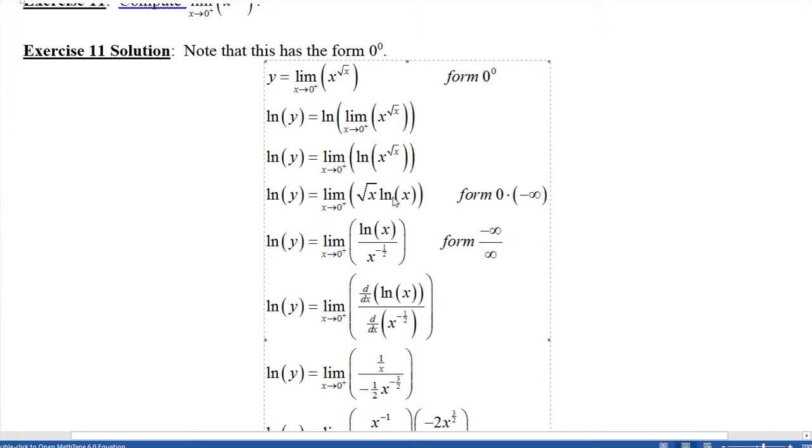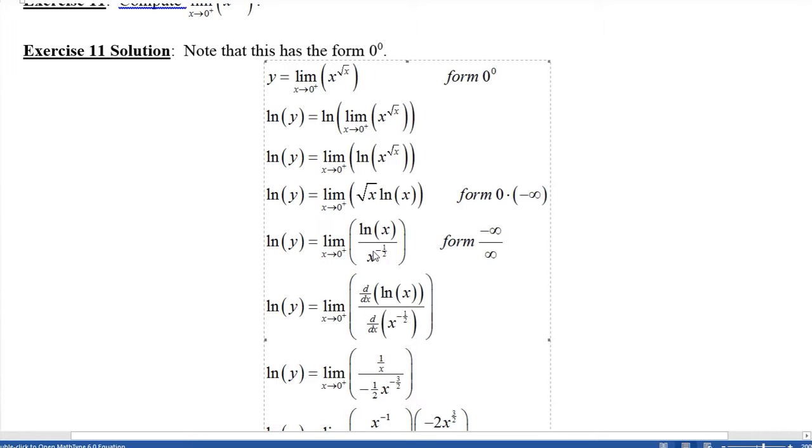So that has the form 0 times negative infinity. Now I need to rewrite this as a fraction and move one of them to the denominator to try to get either the form 0 over 0 or infinity over infinity. I think it was easier in this case if we think of this as x to the 1/2, and we move it to the denominator and it changes signs. That's x to the negative 1/2. So check that out. These are equivalent.